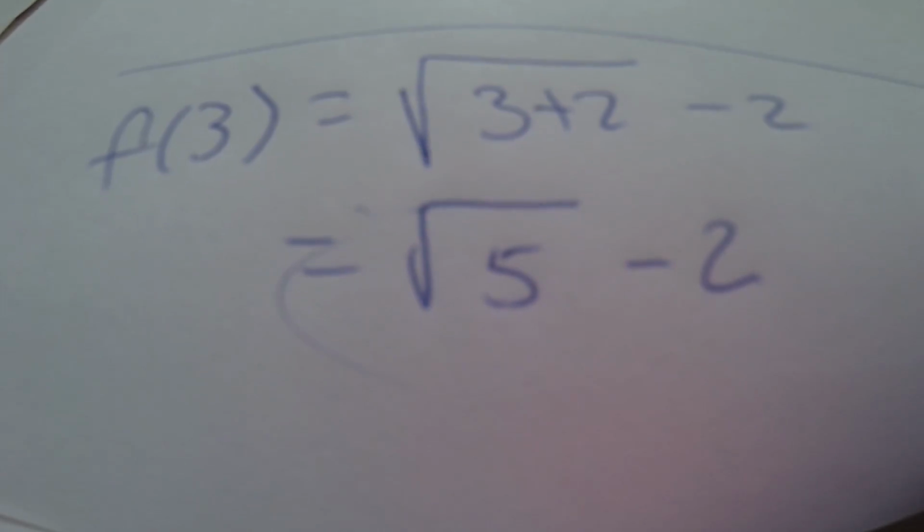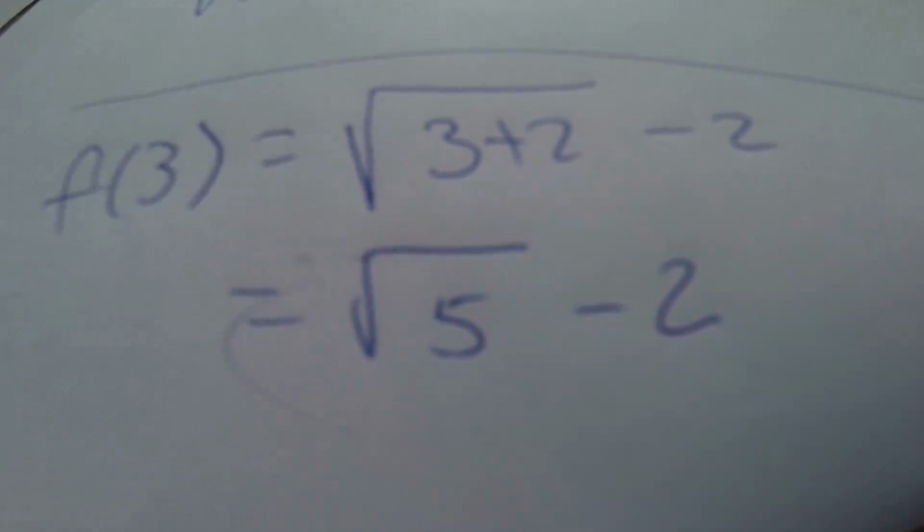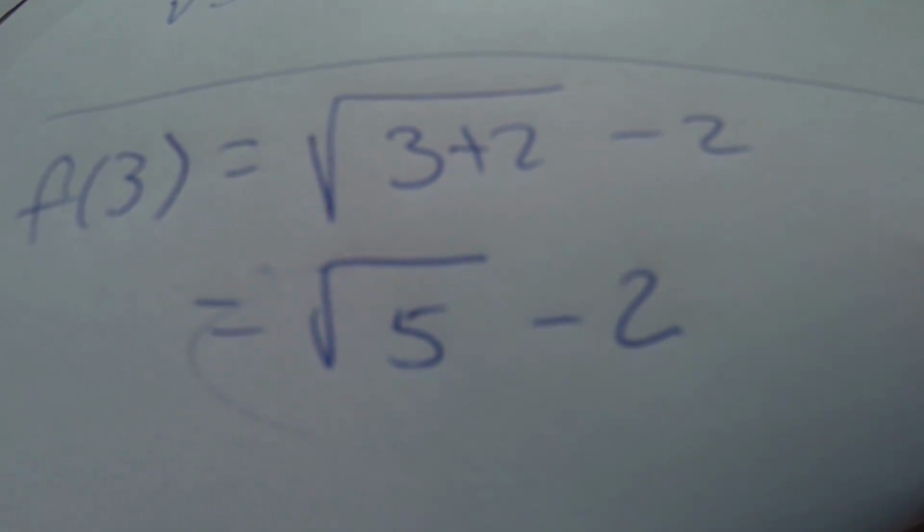So we have a question here. What is square root 5 minus 2 equal to? Well, you know the square root of 4 is 2, so that's a little more than 2. So it's going to be between what? It would have to be between 0 and 2. Let me explain that again.